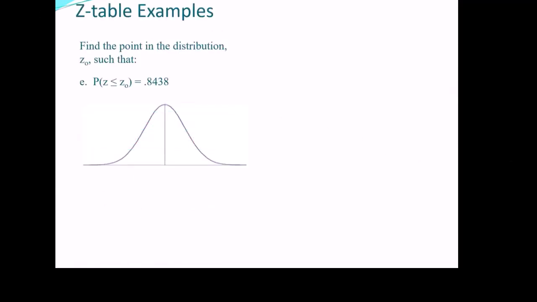Find a point in the distribution z0 such that the probability z is less than or equal to z0 is 0.8438. The toughest thing about these problems is getting them set up. How do you figure out where z0 is? Well, I know the probability. If I shade the region over here, when I look less than or equal to 0, what do you see? Well, we know that's 0.5. I want to see more than 0.5.